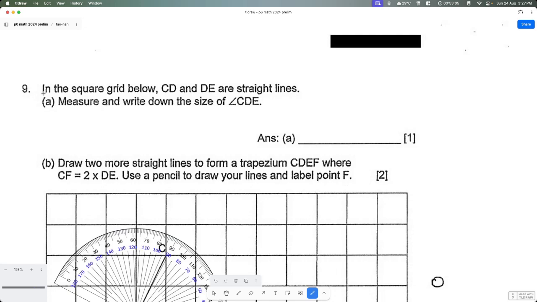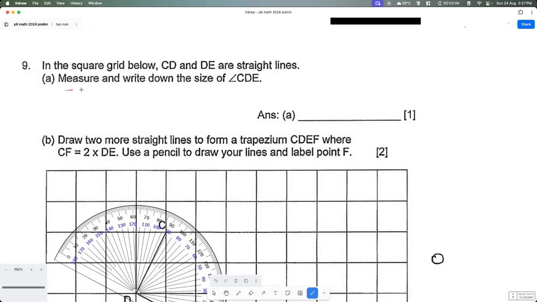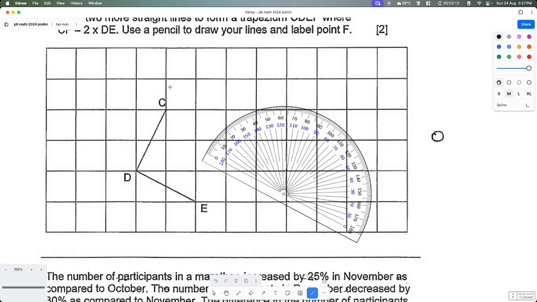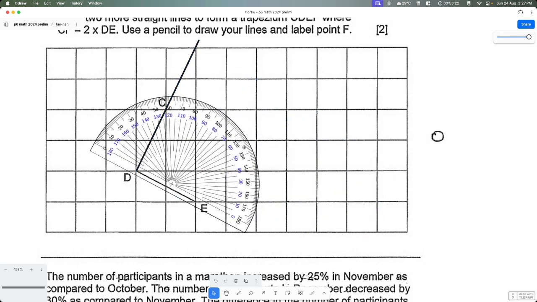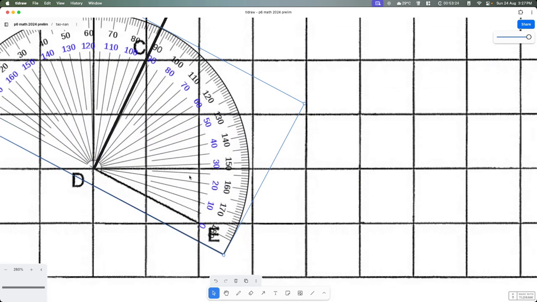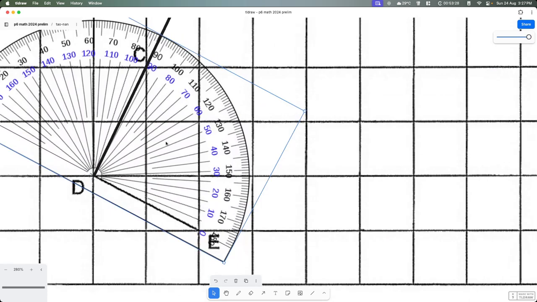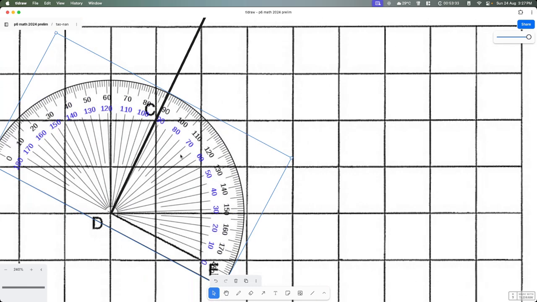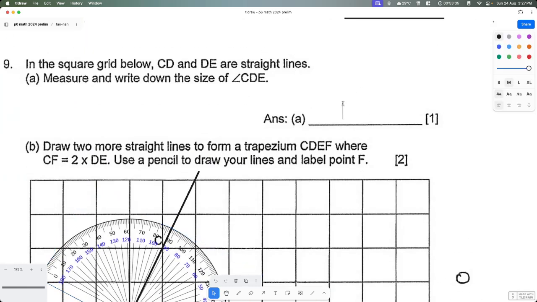Alright, so question number 9. In the square grid below, CD and DE are straight lines. Measure and write down the size of CDE. Okay, so usually you want to extend this line as far as possible so that you can get an easier reading. I believe your protractor is pretty big. Mine is pretty small. So now we align this protractor, and from here you can see what the degrees are. So this is roughly around 92 degrees over here, right?